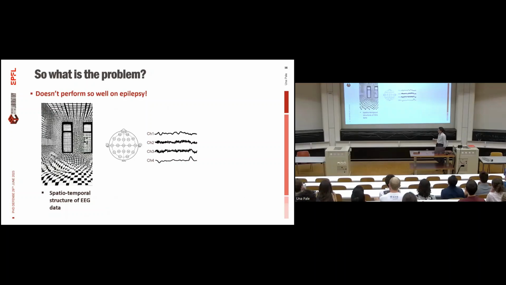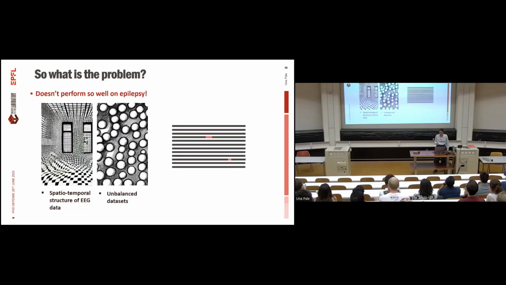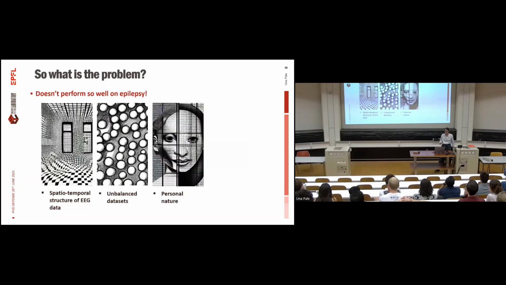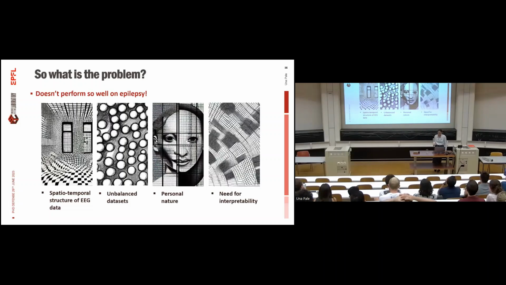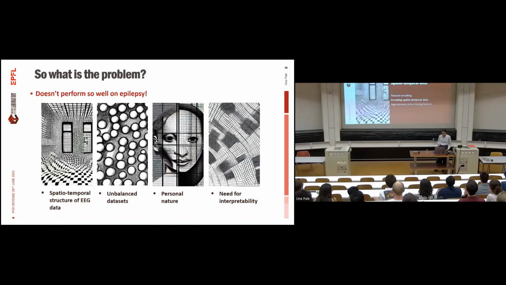So first, the data is actually spatiotemporal, which is quite complex. The question was how to map all this information between channels and in time into the vector. Second, the datasets, as I said, are extremely unbalanced. Third, the nature of epilepsy is quite personalized. And fourth, for biomedical applications, users usually require some interpretability. They want to know why the model is predicting what it is.